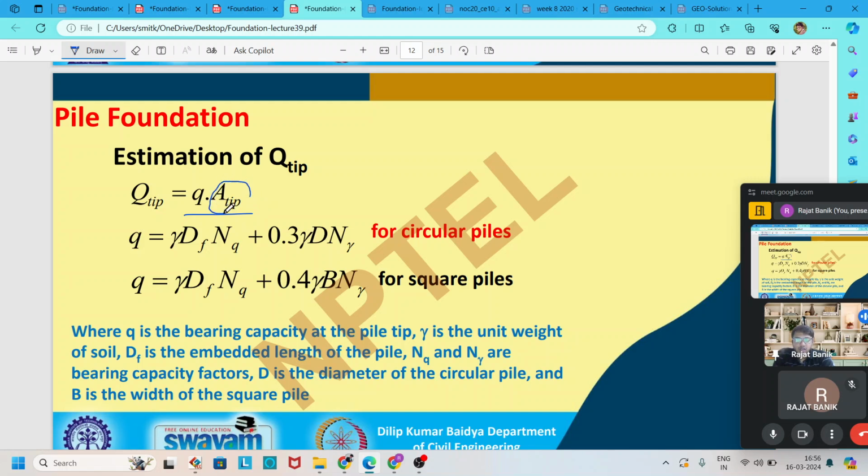A tip means the bearing area or cross sectional area of the pile at the end of the pile. And q is the bearing pressure of this pile. It is found simply by this bearing capacity formula, where for cohesionless soil, for a circular pile or circular foundation, it is gamma Df Nq plus 0.3 gamma D N gamma, and for square, only the change is that in place of 0.3 it is 0.4.